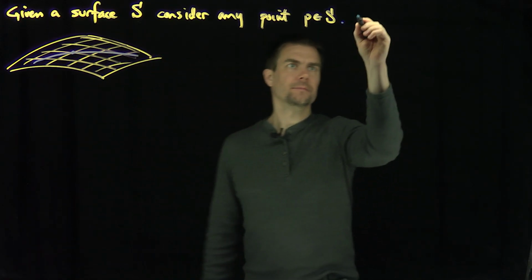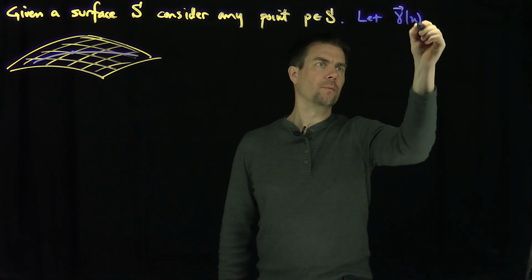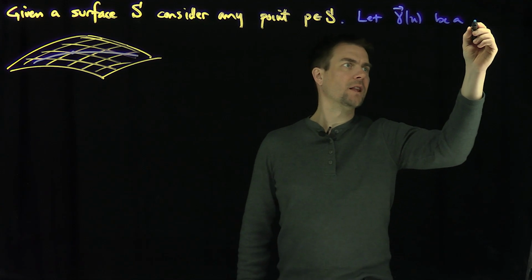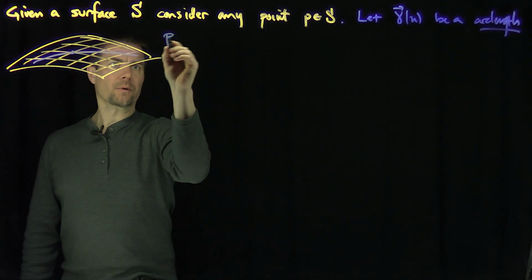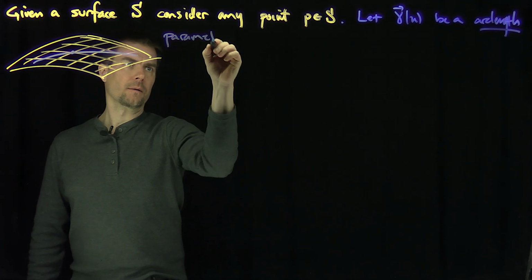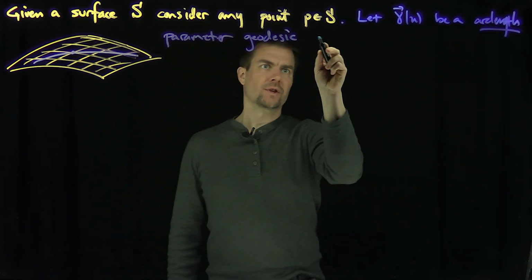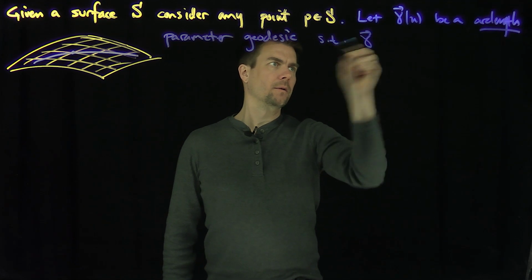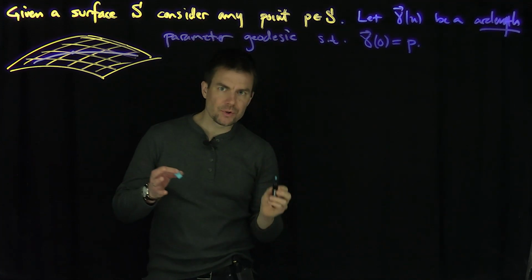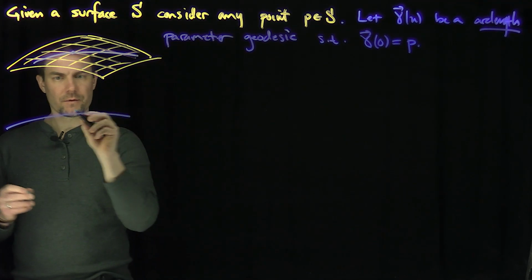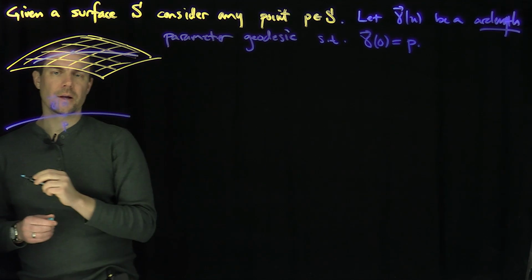So let gamma of u be an arc length parameter. That's important. Arc length parameter geodesic such that gamma of 0 is equal to p. Okay? So that's our situation. So abstractly what we have is the following. We have a curve gamma over there. There's my geodesic, and this curve gamma of 0 goes to the point p like so.